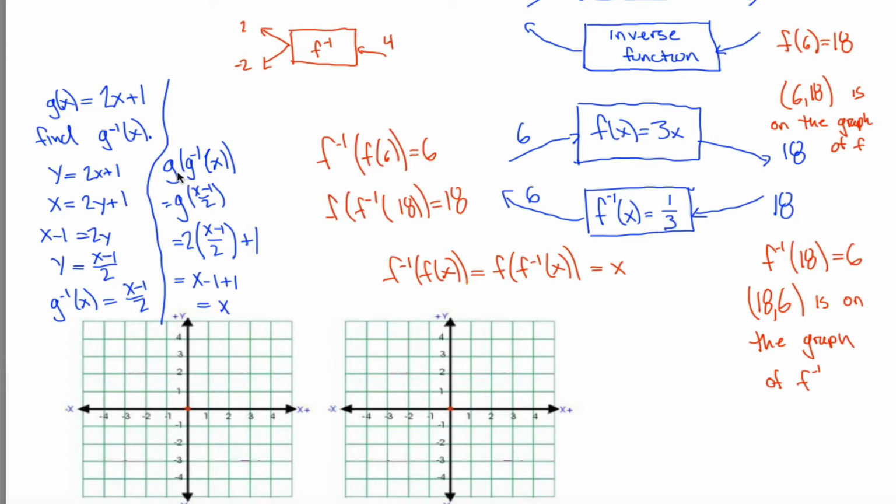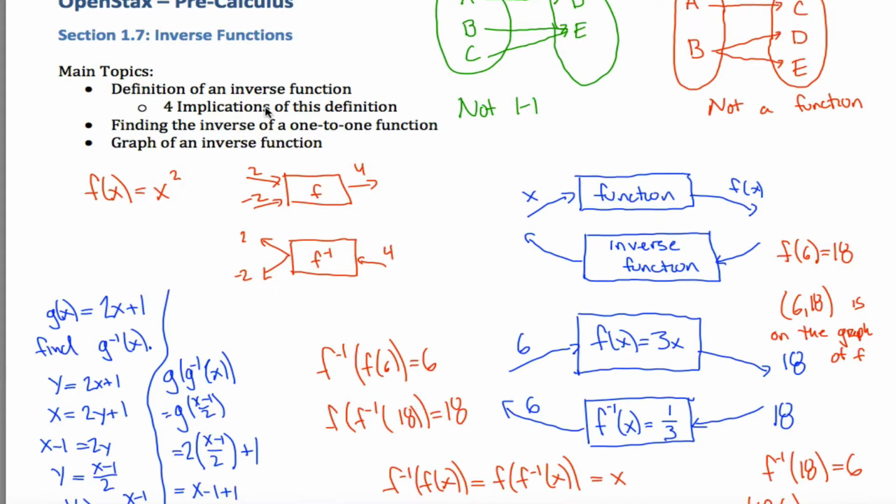What I just figured out is that when I compose g inverse and g of x, what comes out is just x. In other words, the input to this composite function is the exact same as the output of this composite function, which is the fourth of my implications of this definition. That's the recycling one, that when you put something into the function and then it rolls through the inverse function, you get right back where you started.